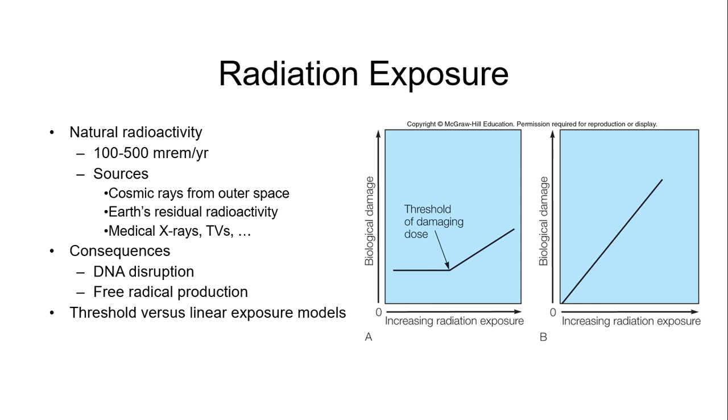Now, contrast that with the linear exposure model, which is the figure on the right, which basically says any amount of radiation is going to damage you, and any more radiation is going to damage you more. So the more radiation, the more damage. Straight up one-to-one relationship. Now, both models are accepted, again, depending on the type of study and the type of biological damage you are addressing.